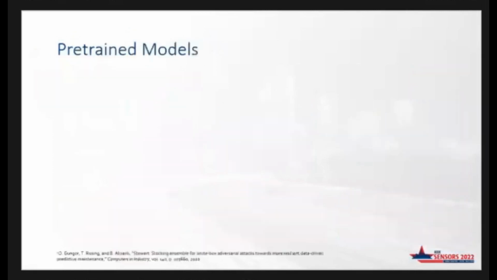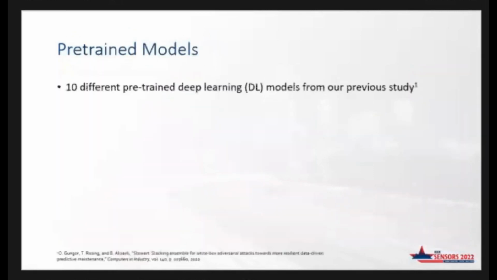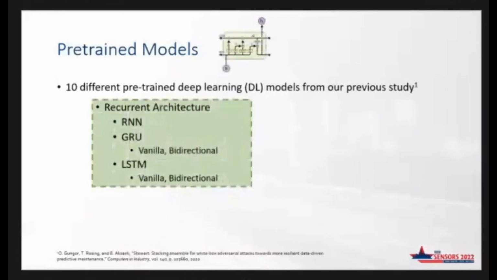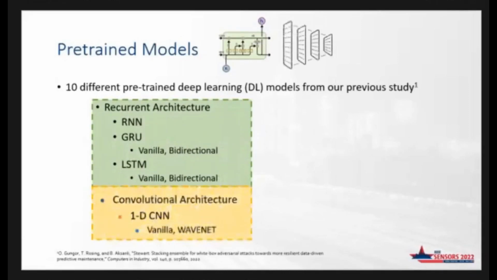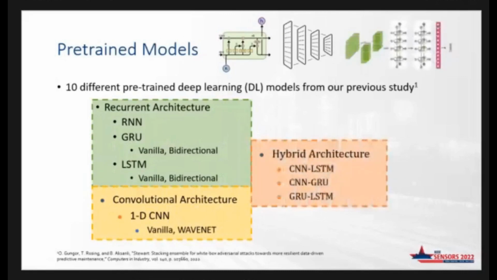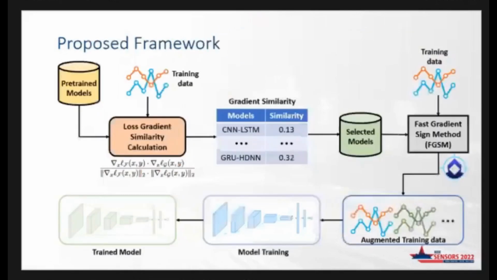As our pre-trained models, we have used 10 different deep learning models from our previous study published in the Computers in Industry journal. The first architecture category includes the basic recurrent unit, convolutional network, long short-term memory, and some variations of those. The second architecture category we have is another family of models. We also have some hybrid architectures which combine two models to improve prediction performance.